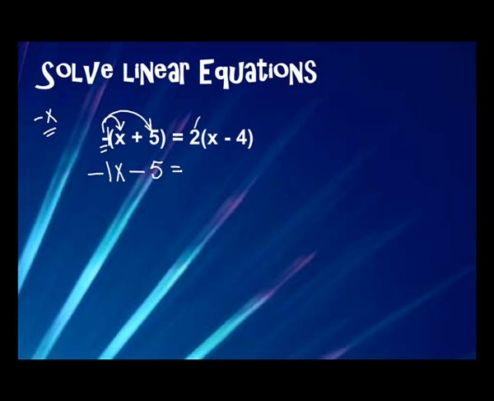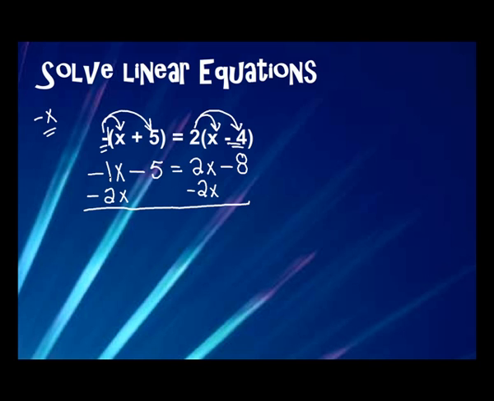Now once again, we're going to use our distributive property and multiply 2 times everything in the parentheses. So 2 times x is 2x. 2 times a negative 4 is negative 8. Now we want to get all the x's on the same side, and usually we like to put them on the left side. It actually doesn't matter. But let's do that. So if I have a positive 2x on the right side and I want to get rid of it, I simply subtract 2x. Remember, we do the opposite of what we see. But if I subtract 2x from the right side of the equal sign, I have to do it to the left side of the equal sign.